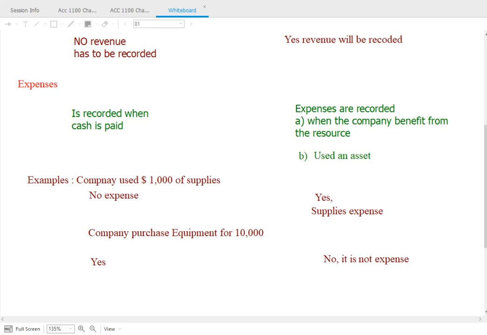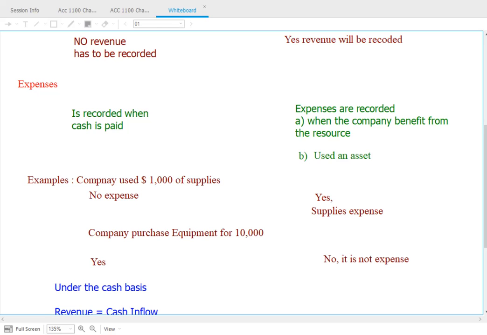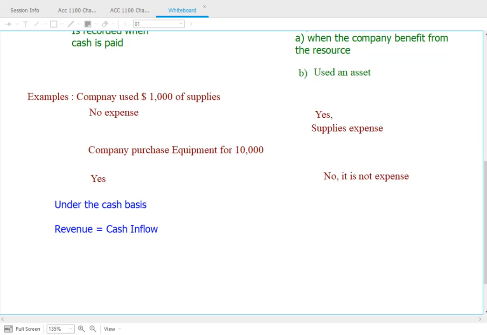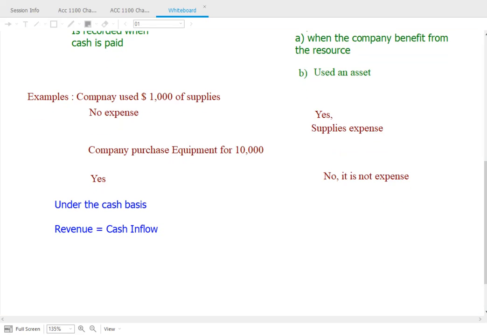Under the cash basis, the revenue is equal to cash inflow. Every time there is an inflow of cash, this is what we name as a revenue. Under cash basis, expenses is equal to cash outflow. So under the cash basis, revenue and expenses is measured from the perspective of the cash, whether it is inflow or outflow.